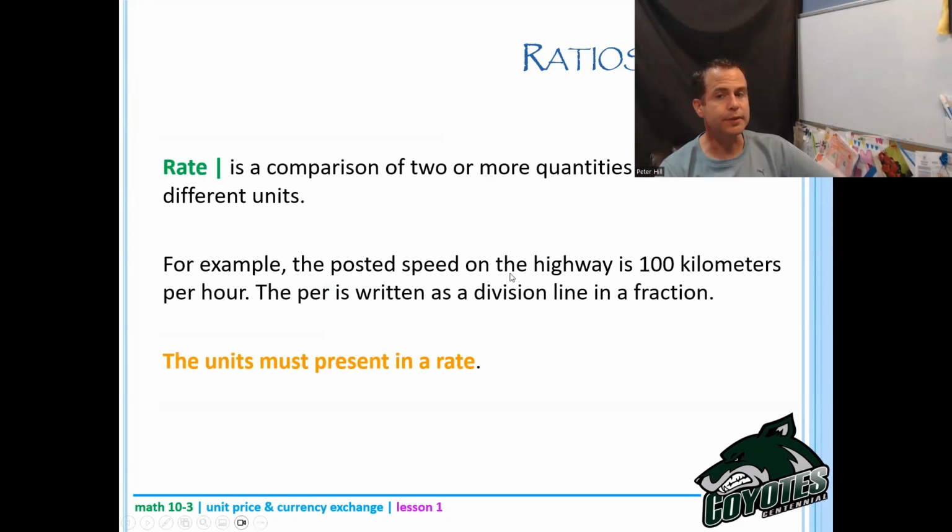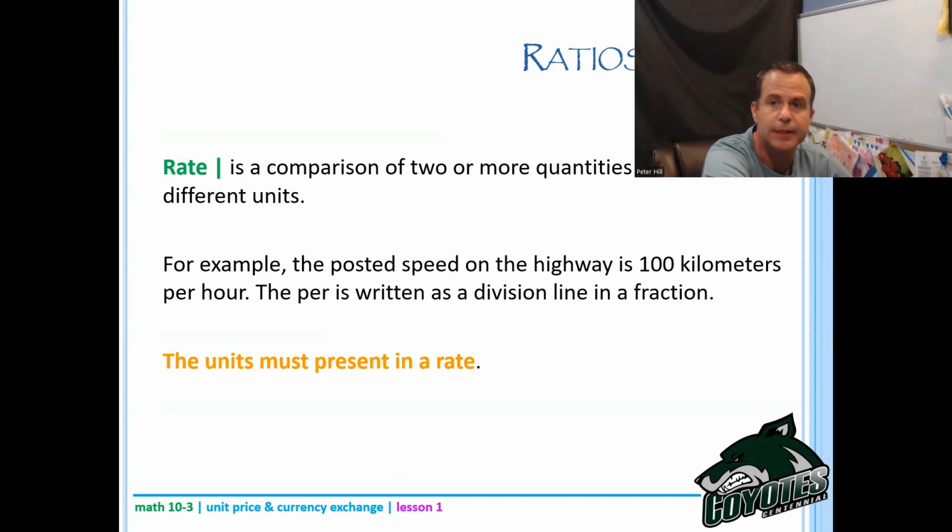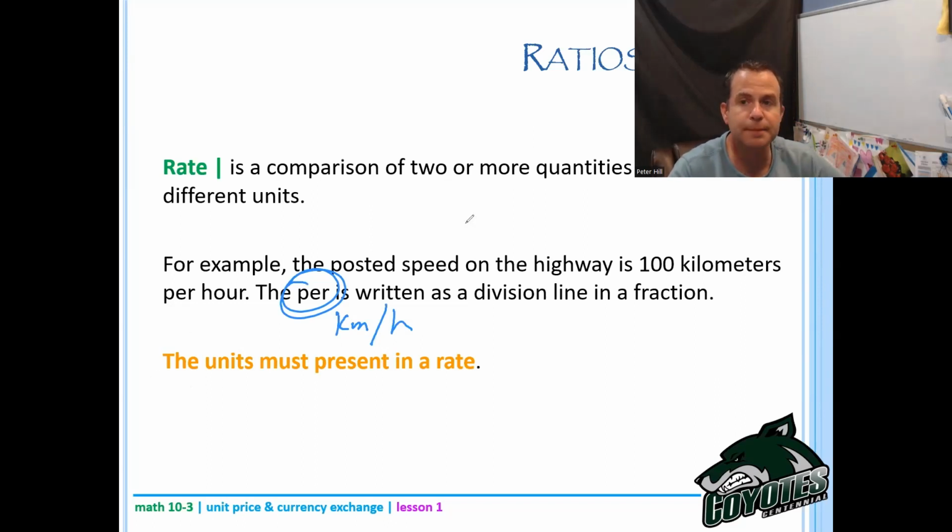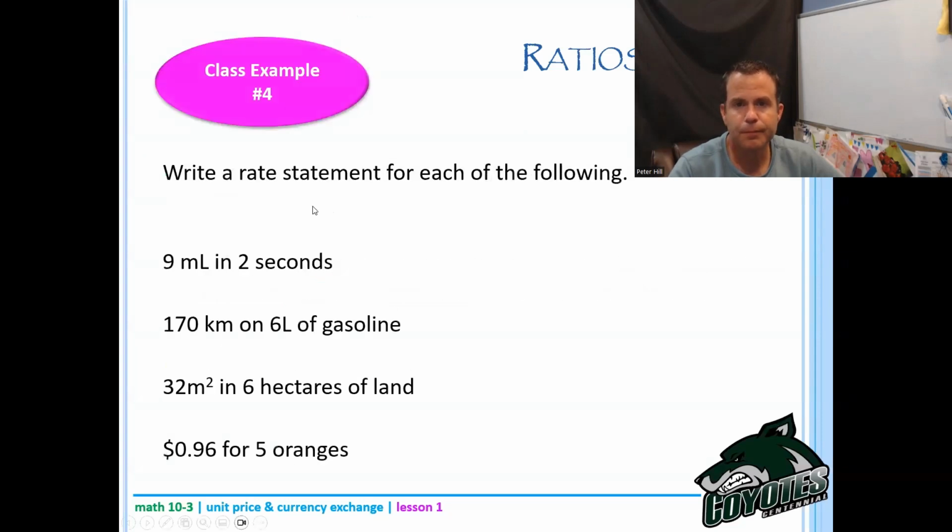For example, the posted speed on the highway is 100 kilometers per hour. The per that you see there, not talking about what a happy kitten does, the per is a division line. So we would say kilometers per hour. It would look like that. Okay. Units must be present in a rate because they're different. We have to state them. Okay, so write a rate statement for each of the following.